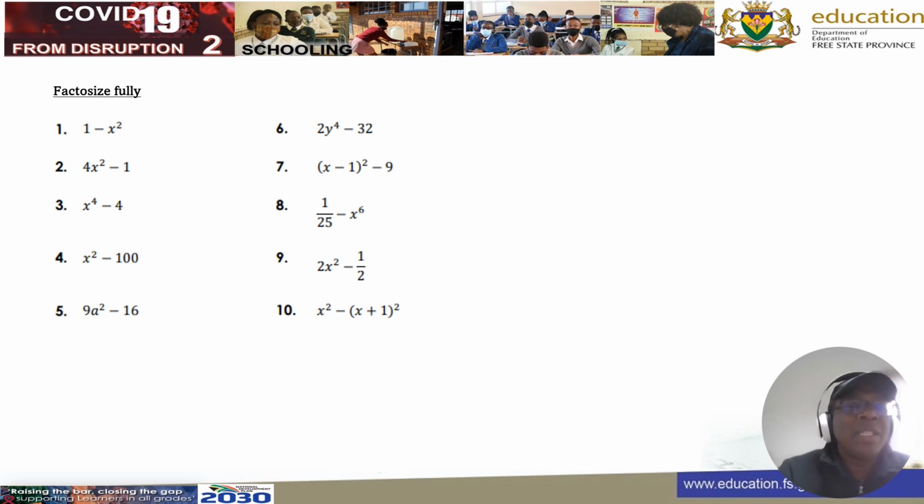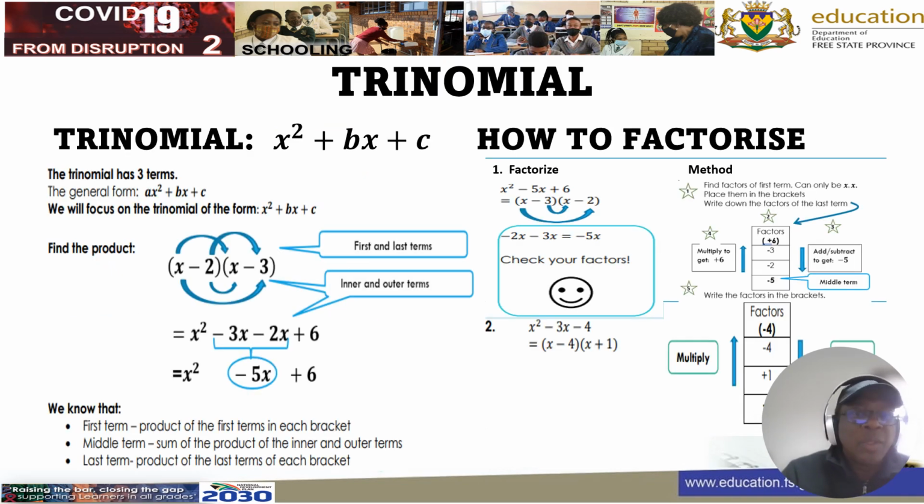This is an activity that you can complete for the difference of two squares. We go to the third factorization, which we call a trinomial. The trinomial has three terms. The general form of the trinomial is ax squared plus bx plus c. We will focus on the trinomial of the form x squared plus bx plus c.